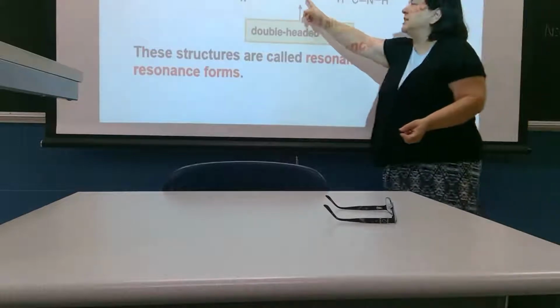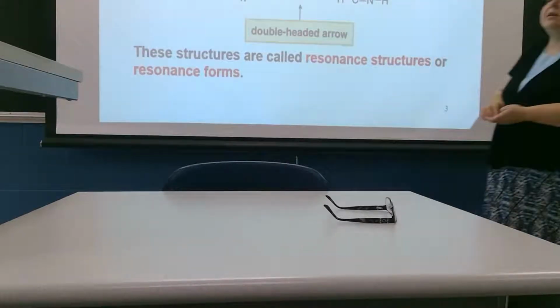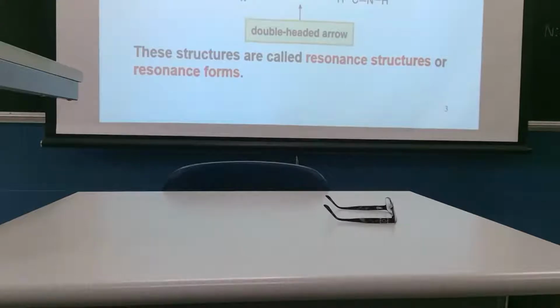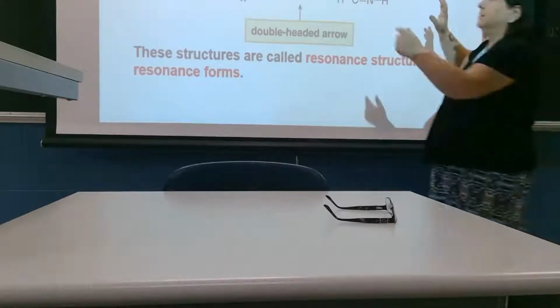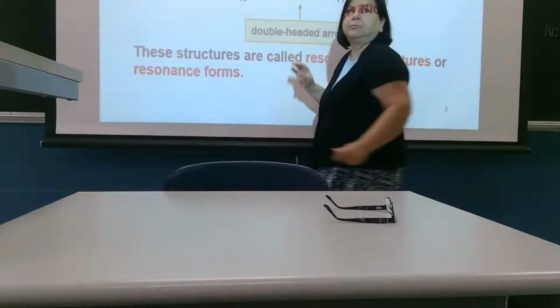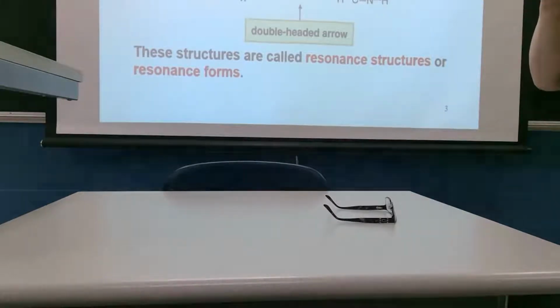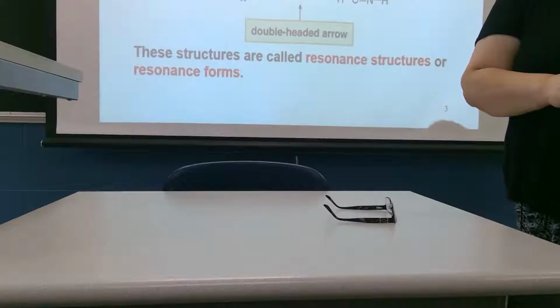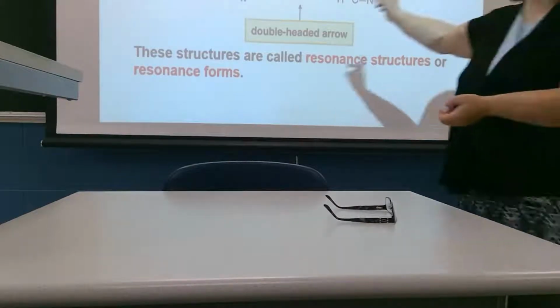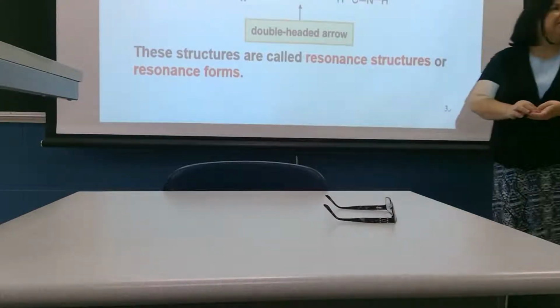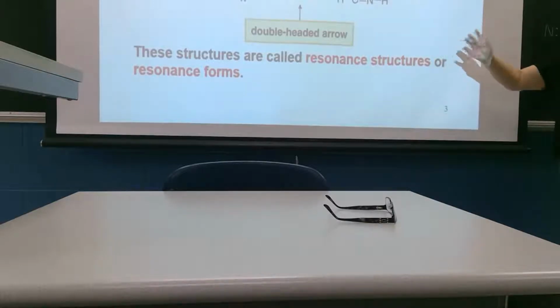So we're using this arrow to show that these are 2 resonance structures of the same molecule. So are they in equilibrium? These 2? No, because they are not real, they don't exist.